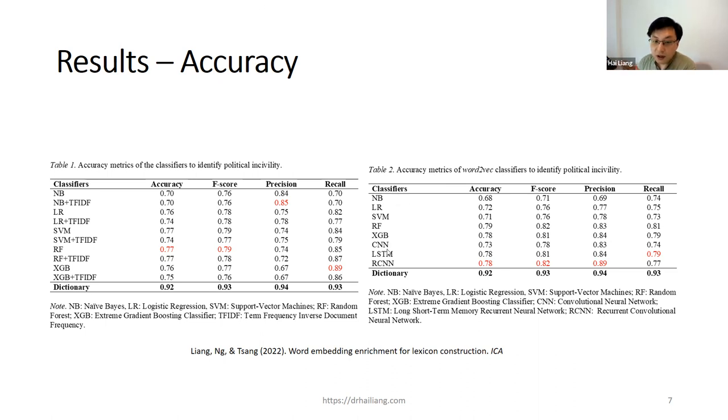In addition to those models, we also tried deep learning models like CNN, LSTM, RCNN, whatever. Those are really the state of the art, incorporating both word embedding and deep learning. You will see that it slightly improved for these models, in particular the deep learning models like the CNN, the recurrent convolutional neural network. But it's not as good as our very naive dictionary-based method.